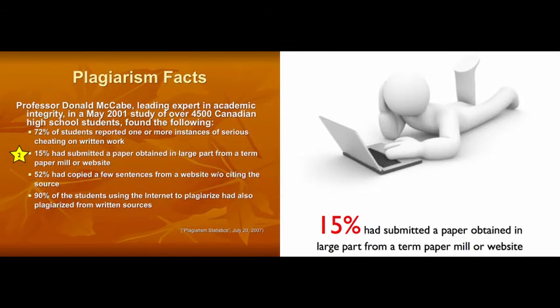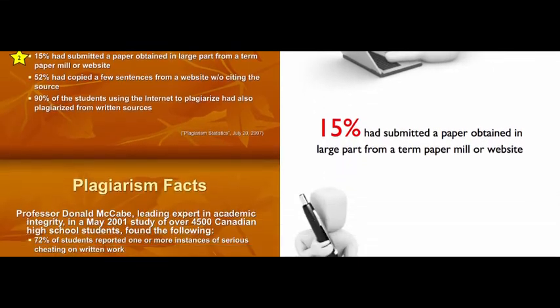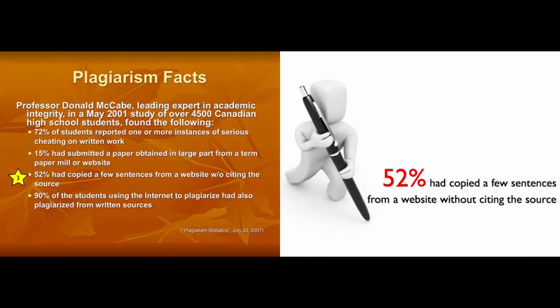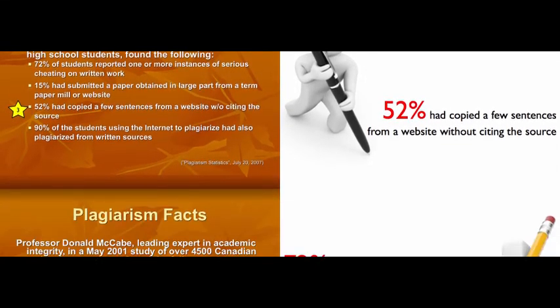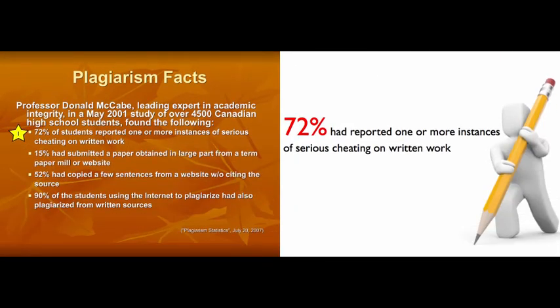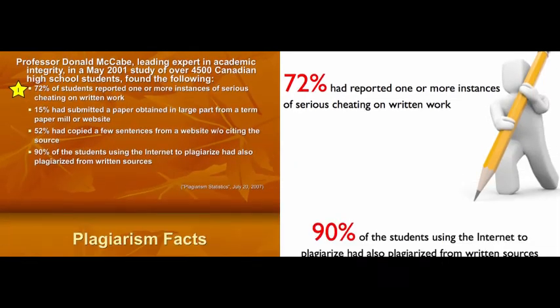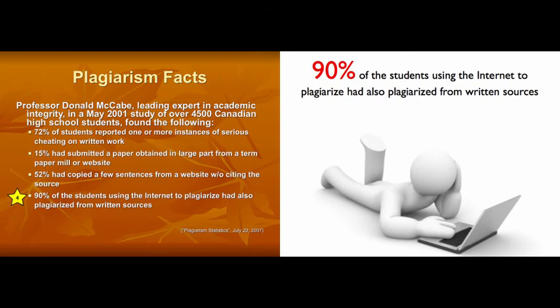So there we go. We have the plagiarism facts, the original slide on the left, and the new improved on the right. So 15% of students had submitted a paper obtained in large part from a term paper mill on our website. 52% had copied a few sentences. 72% had reported 1 or more instances. And finally, 90% of the students who use the internet, blah, blah, blah.